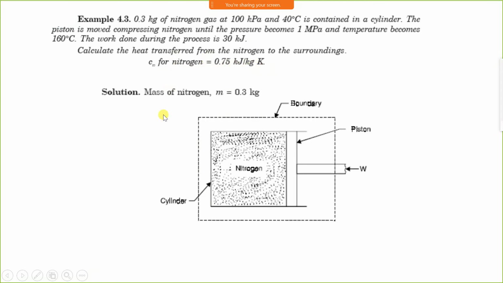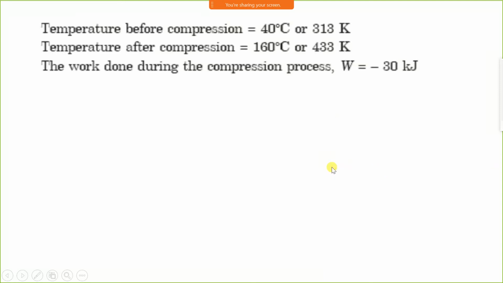Consider this system. This is nitrogen, and this is a compressor. The compressor is compressing the nitrogen. Since it is a compressor, we have to supply some work to compress the air. Therefore, work supplied to the system is always negative. Temperature before compression, 40, is converted into Kelvin, because in calculation we take temperature in Kelvin.